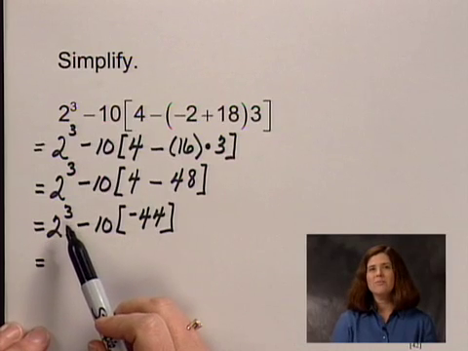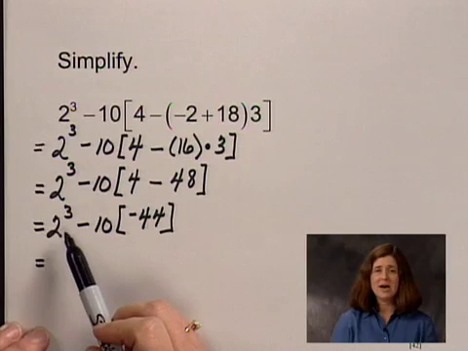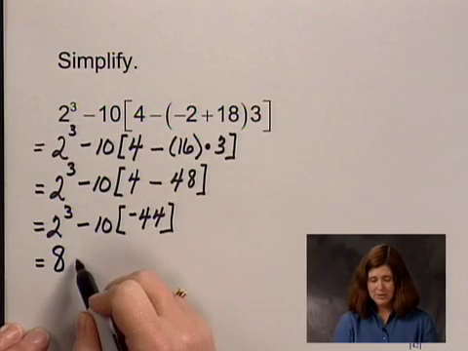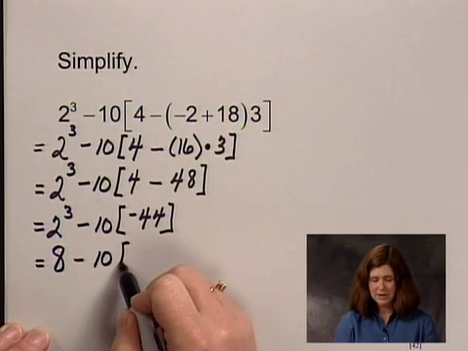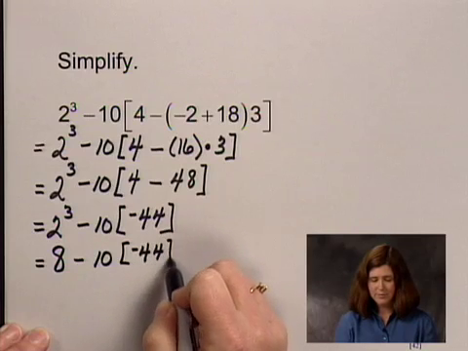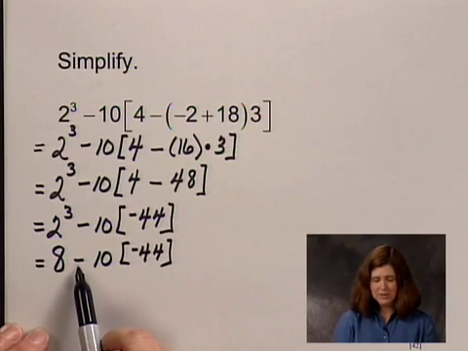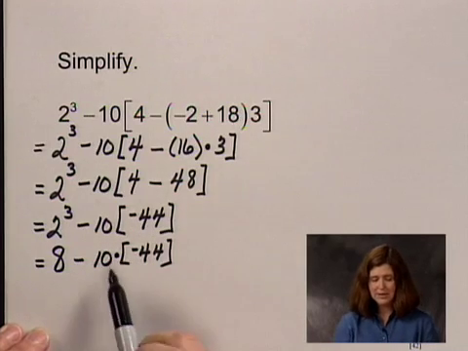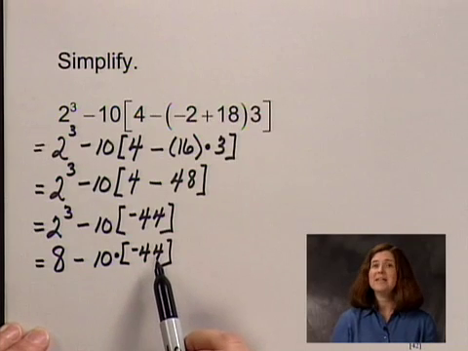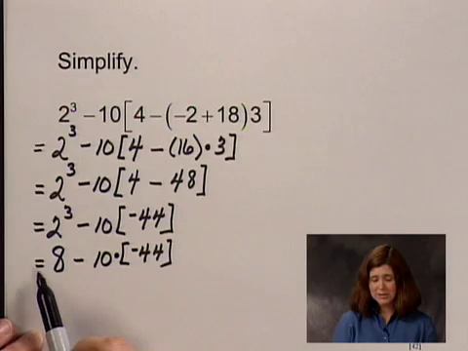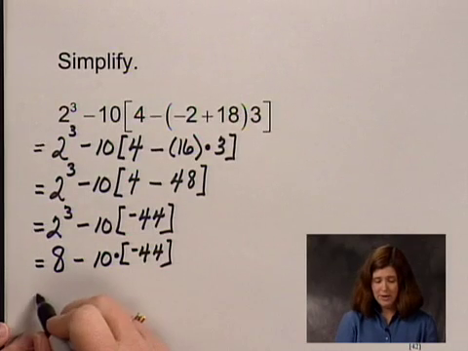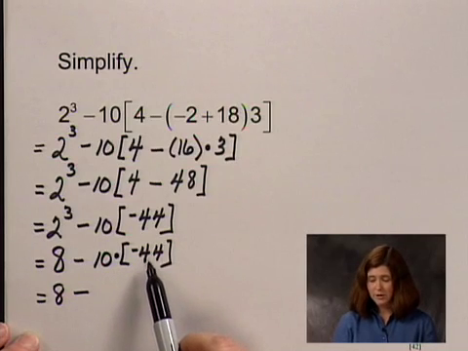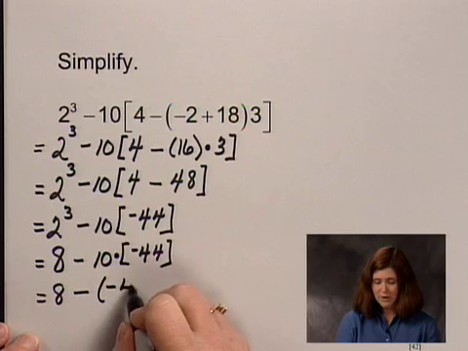2 to the third power means 2 written as a factor 3 times. 2 times 2 times 2, which is 8. So that's 8. And we copy the rest of the 10 times negative 44. And now we have a subtraction, and again we have a multiplication, and if it helps, write in the multiplication sign to remember that 10 times negative 44 is the next step we want to do. We want to perform all multiplications and divisions in order from left to right. So I have 8 minus 10 times negative 44, which is negative 440.